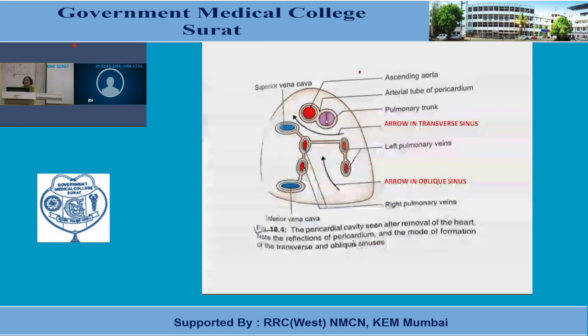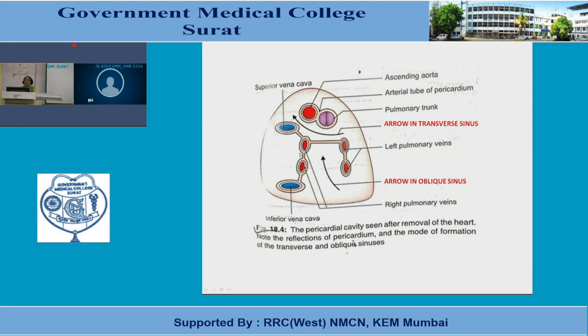In the given diagram, you can see the pulmonary trunk and the ascending aorta. Both of these are the ascending aorta and pulmonary trunk. This is the other tube, and you can see here the inverted J. The short vertical limb of the J is formed posteriorly on the left atrium by the left pulmonary veins.